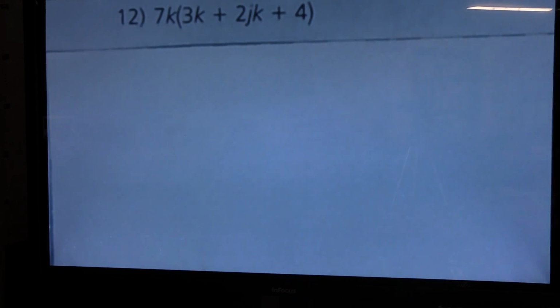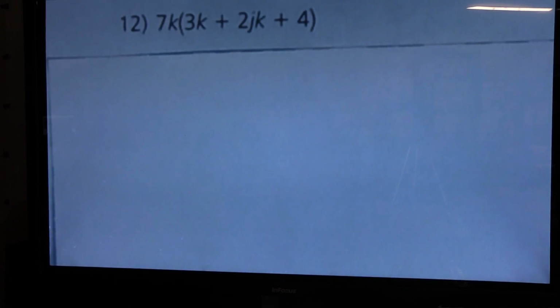Okay, some of my students were saying that they were having trouble with this item. What we have here is an algebraic expression, and our directions tell us that we need to write that algebraic expression in another way using the distributive property of multiplication. Now, when I look at that problem, I think it's an easy one to solve.